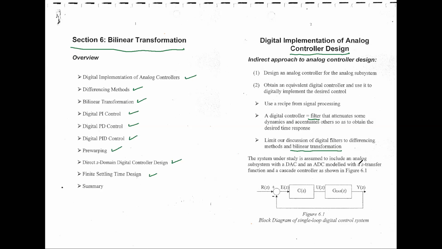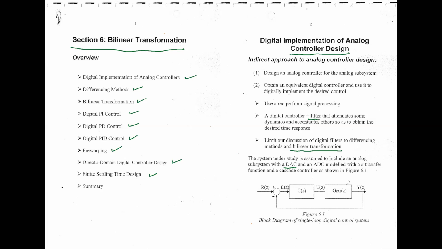The system under study is assumed to include an analog subsystem with a digital to analog converter, which converts a digital signal into an analog signal, and an analog to digital converter, which is the opposite, modeled with a Z transfer function and a cascade controller as shown in figure 6.1, the block diagram of a single loop digital control. You have a reference input R of Z, and the reference is compared with the output of the plant Y. So you have E of Z as input to the controller block. The controller block is represented by C, the controller output is U, and then you have the plant block.